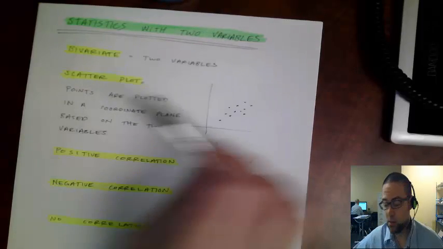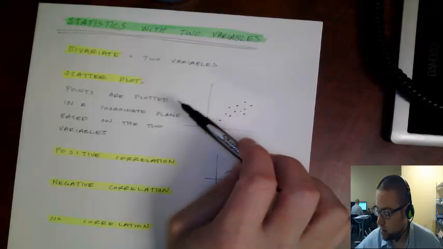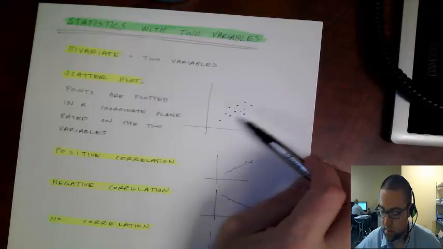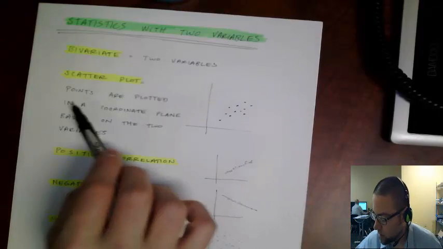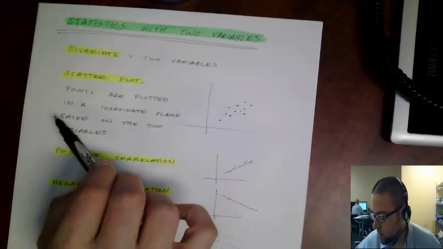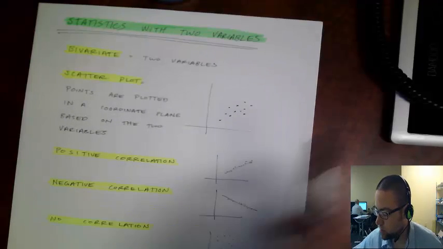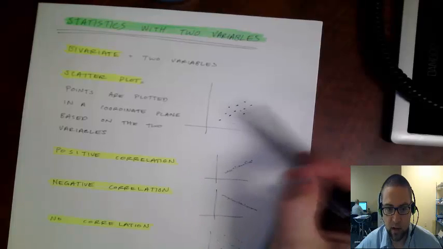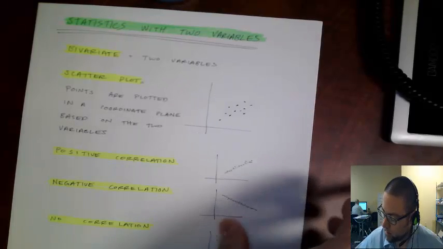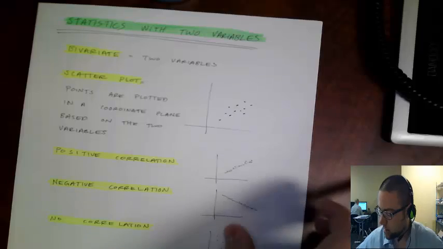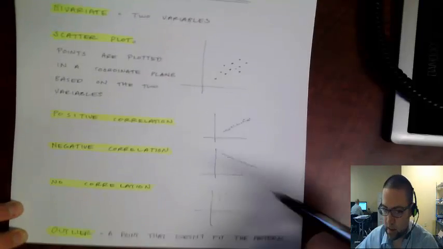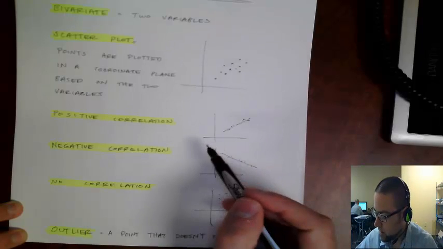One main way to look at the data with two variables is to put them into a scatter plot. So a scatter plot is points that are plotted in a coordinate plane based on the two variables, and this is kind of a scatter plot right here. When we look at the data, it's useful to have some explanations of how they lay out.